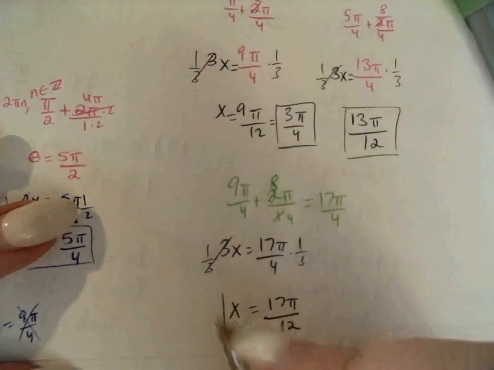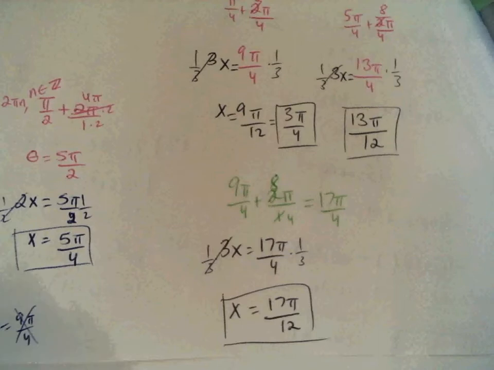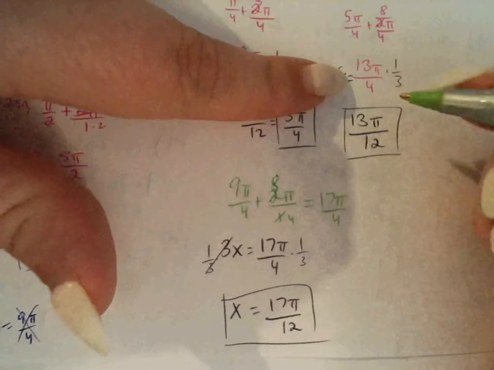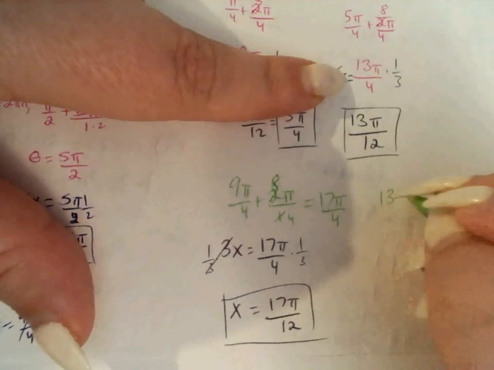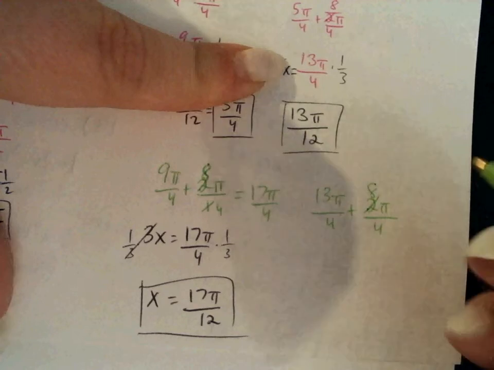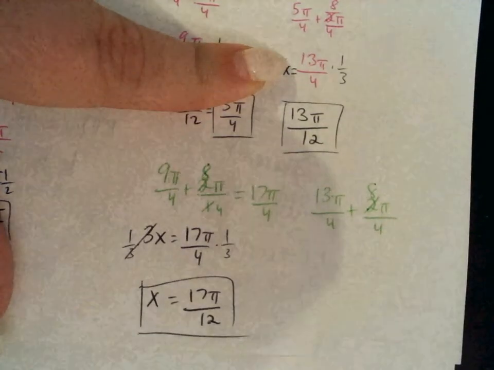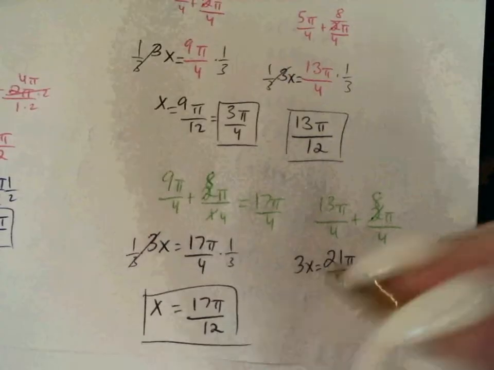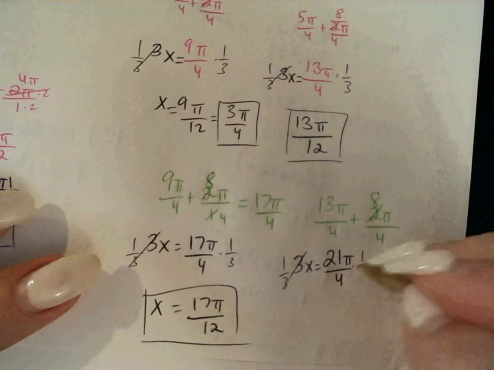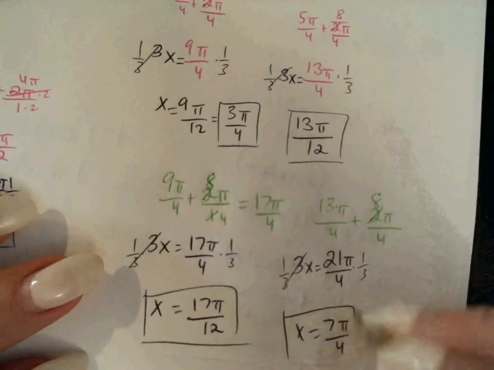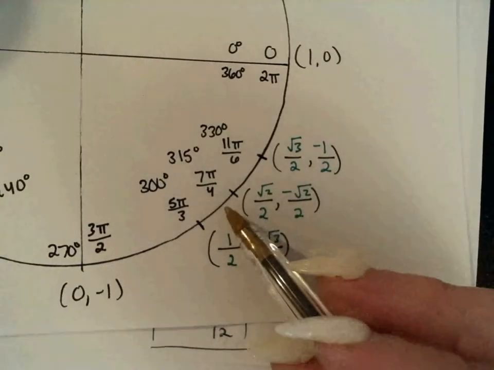Now that's getting close to 2 pi, so we might be reaching our limit. We're going to add to 13 pi over 4 another rotation. So 13 pi over 4 plus 2 pi, which is 8 pi over 4. 13 plus 8 is 21. So that's 21 pi over 4. When 3x equals 21 pi over 4, multiply by 1/3. Then you get when x equals, and 21 divided by 3 is 7, so 7 pi over 4. We have reached 7 pi over 4.